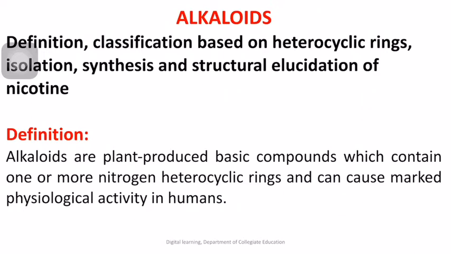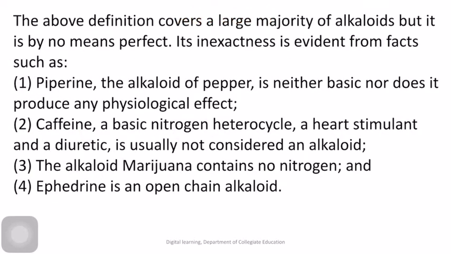Based on all these facts, you can define alkaloids as plant produced basic compounds which contain one or more nitrogen heterocyclic rings and can cause marked physiological activity in humans. Even though this definition covers a large majority of alkaloids, it is not perfect.